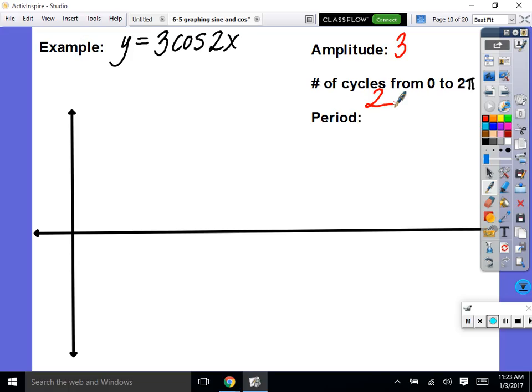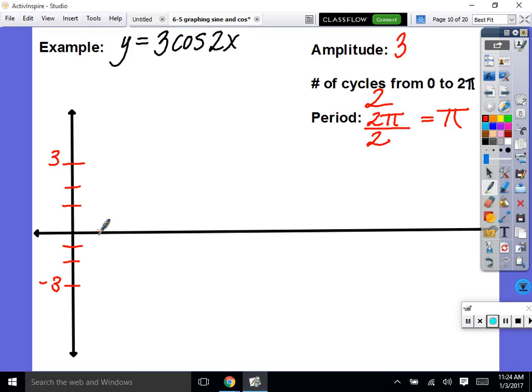No, B is the number of cycles, but you're almost there. So the number of cycles we're going to have from 0 to 2 pi is 2. But then our period is, you're right, 2 pi divided by 2, guys, right? So our physical length of one full cycle is pi. So we're going to go up 1, 2, 3, down 1, 2, 3. And now we're having to draw 2 cycles. Remember, period means physical length of one cycle.